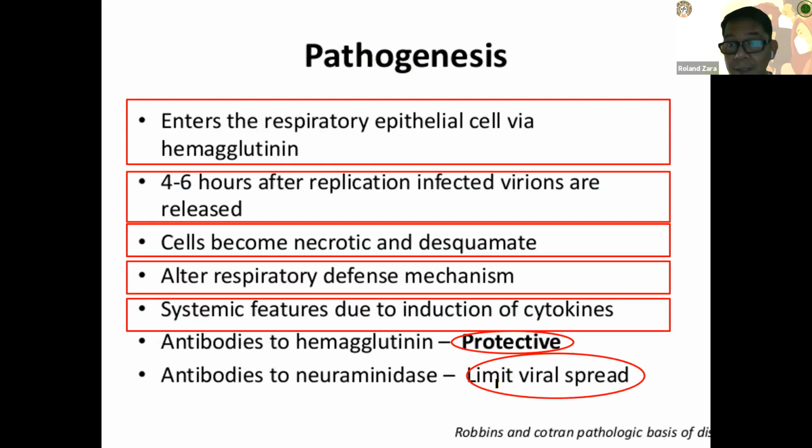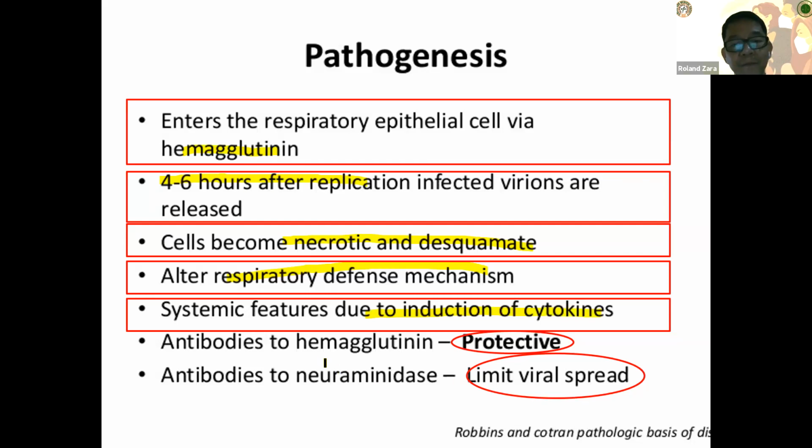So this is the summary of the pathogenesis of your influenza. It enters the respiratory epithelial cells via the hemagglutinin. See how fast they replicate, in around 4 to 6 hours. They replicate, so new viruses are formed. Then the alveolar or epithelial cells become necrotic. Later on, they desquamate, and they alter the respiratory defense mechanism. They alter the phagocytic function of the macrophages. They will alter the ciliary function, and cause systemic features due to induction of cytokines. So the patient may experience fever because of the release of interleukin and tumor necrosis factor.